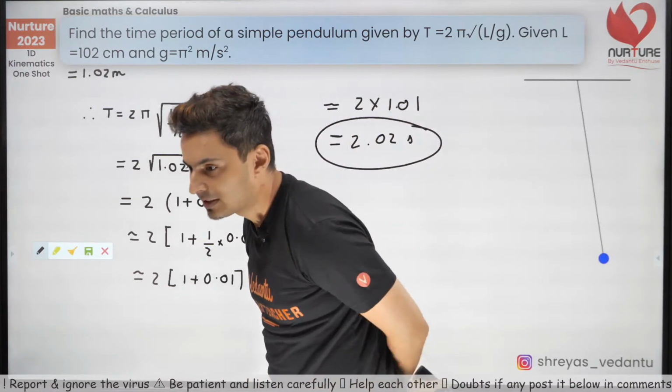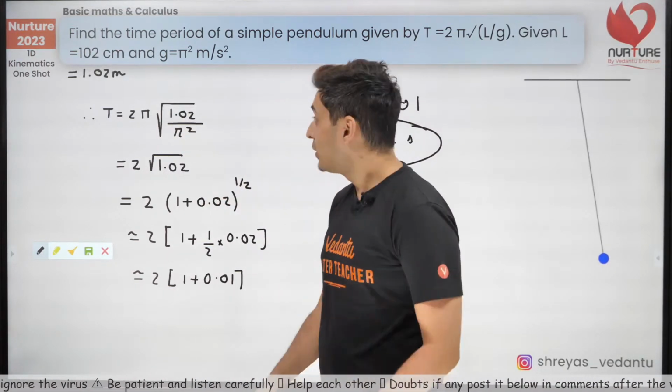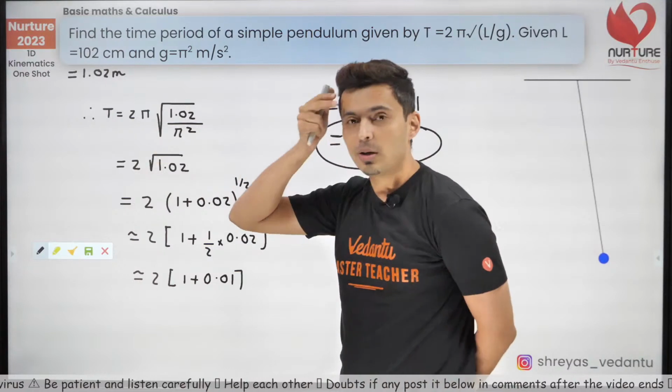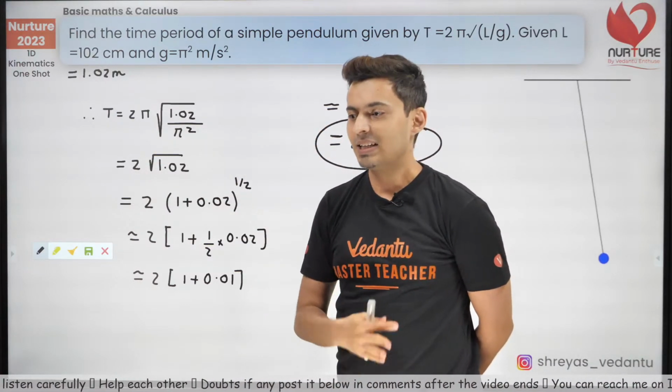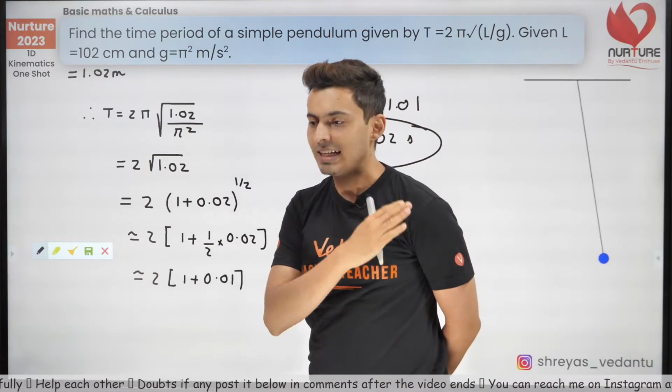Alright, welcome Lavani. So easy. If you had to calculate root of 1.02, you would break your head to find it by some other method. So now it becomes very easy.